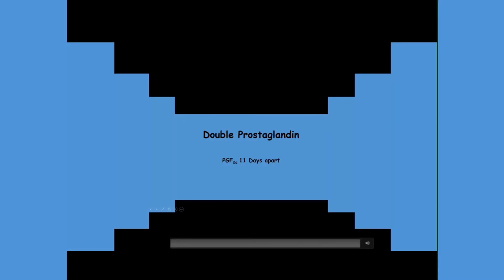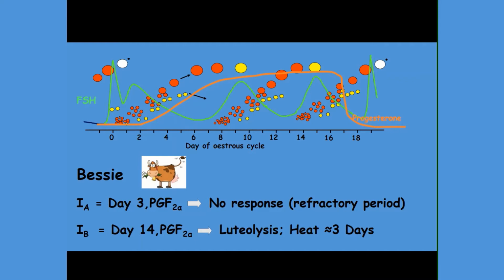First we start with the double prostaglandin method, which is prostaglandin F2 alpha 11 days apart. We look at our first cow, Bessie. Our intervention A is on her day 3, and that is within the refractory period. So when we give prostaglandin F2 alpha, there will be no response. The corpus luteum will not respond. So subsequently, she will just continue.